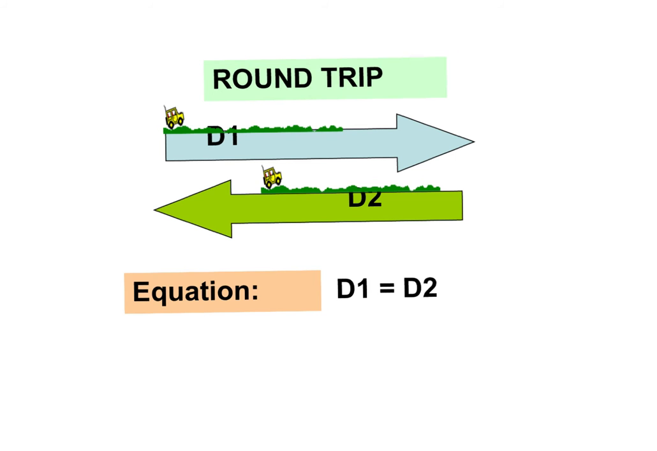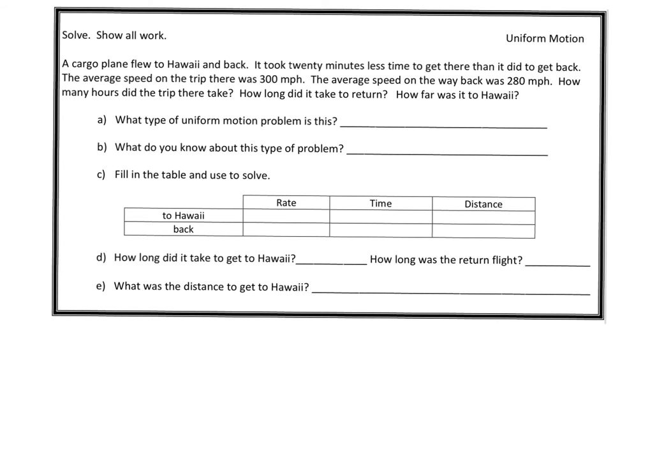So for this type of equation, you're not going to add the distances up. You are going to set them equal to each other, all right? And so they'll give you a scenario. You will do the same type of chart. You will calculate the distance based on your chart, and then you will set them equal to each other, and then you will solve. So let's look at the one on your handout, okay? So this is the first example of round trip.